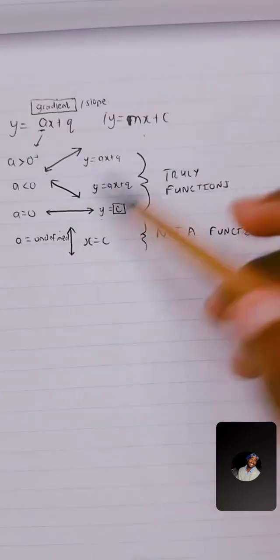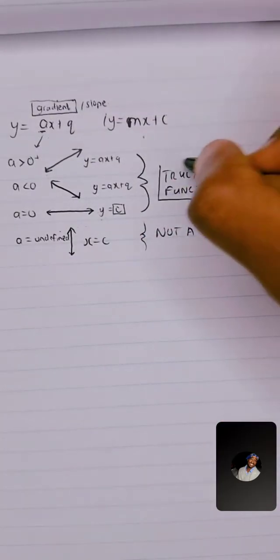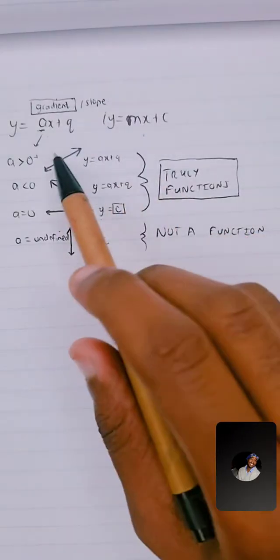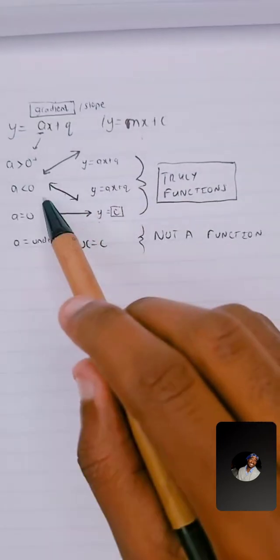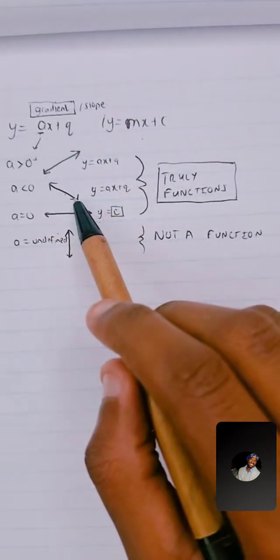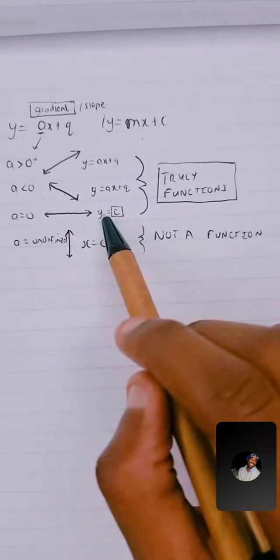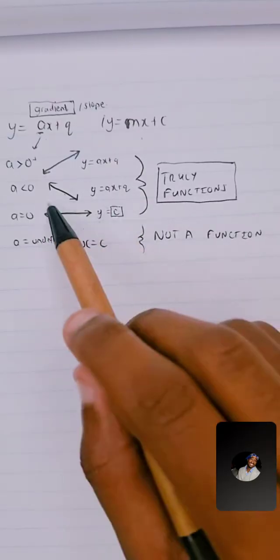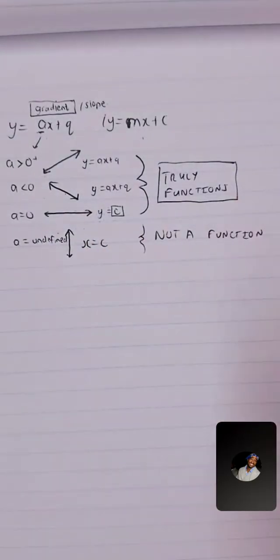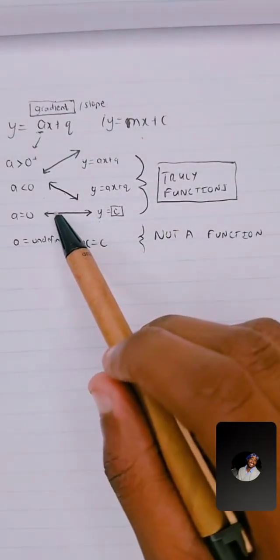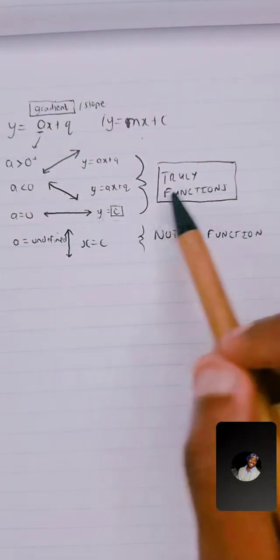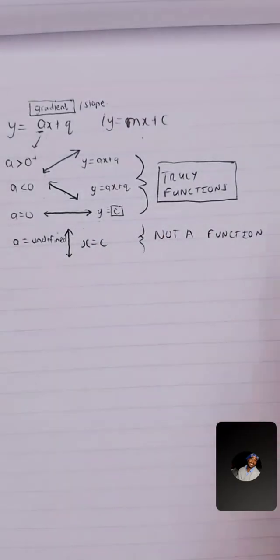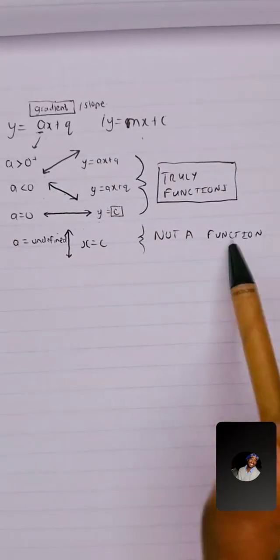So these first three are what we call functions. Every x value produces a unique y value for the first two, a greater than 0, a less than 0. This one, we say it's a many to one function. Many different x values producing a single y value. So that's why we say these three are truly functions. But this one to many is not a function.